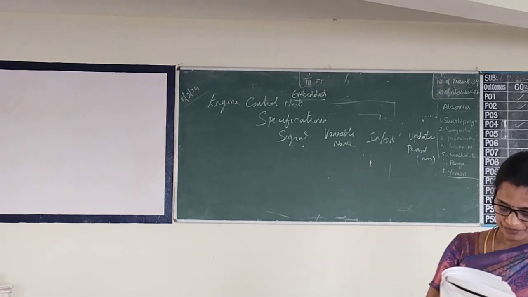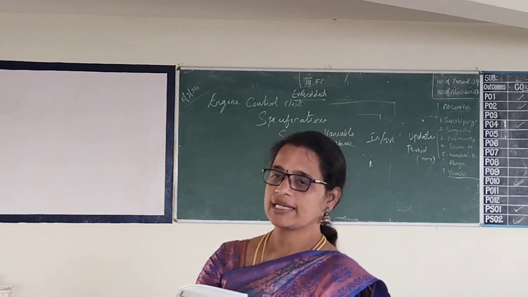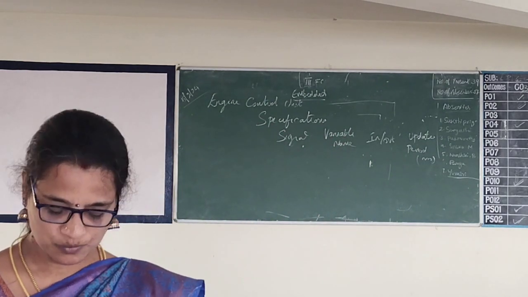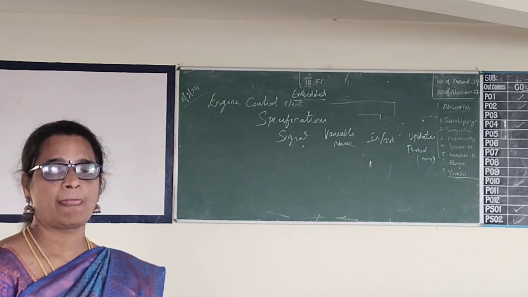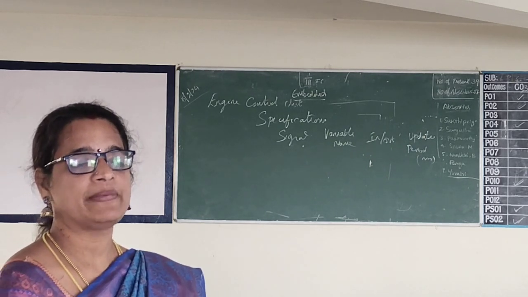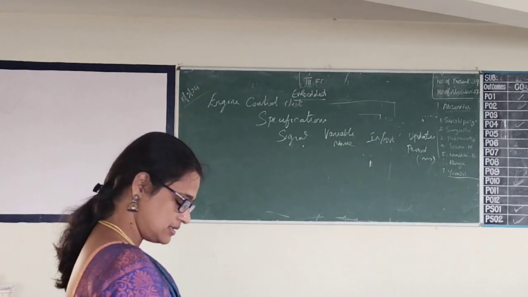Fourth one, injector pulse width, shortly called as PW. It acts as an output. It should be updated in 2 milliseconds.